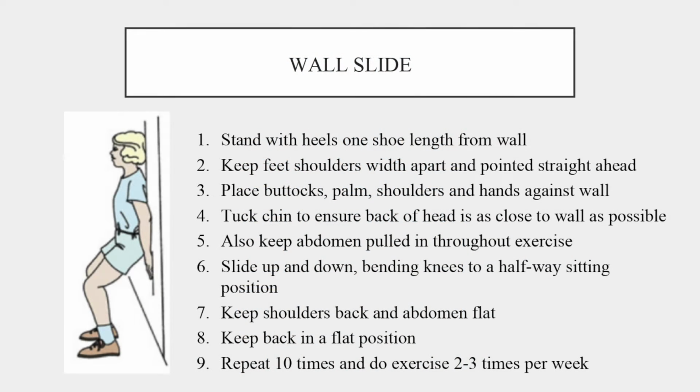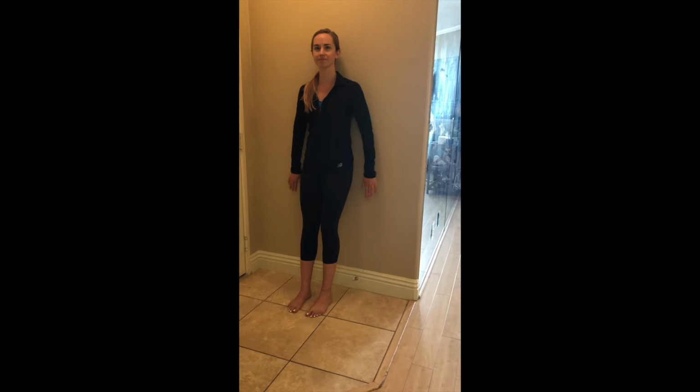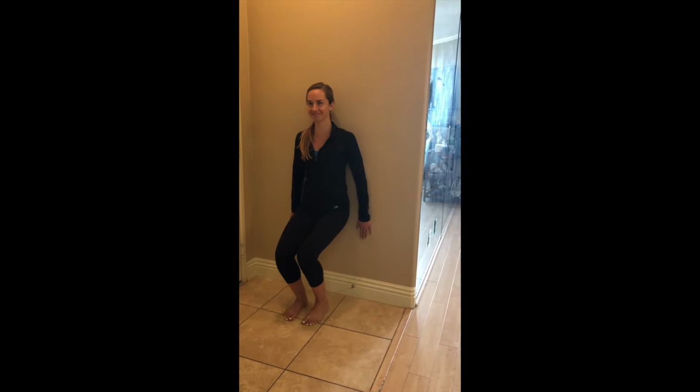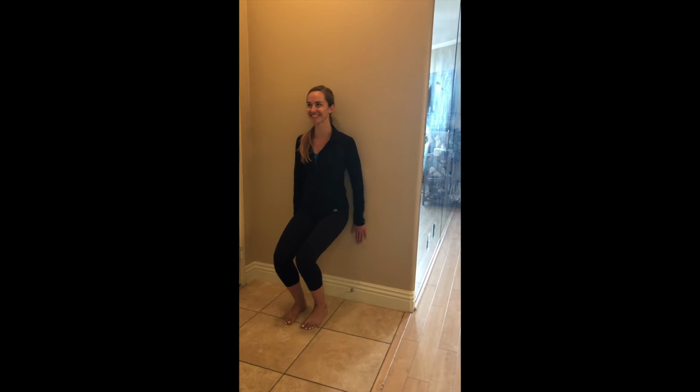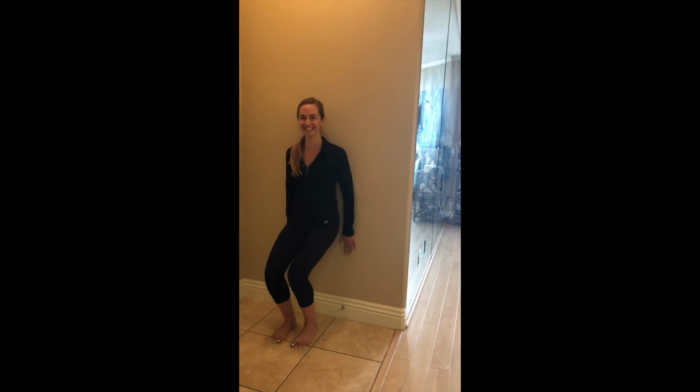Wall slide. Stand with heels 1 shoe length from wall. Keep feet shoulders width apart and pointed straight ahead. Place buttocks, palm, shoulders, and hands against wall. Tuck chin to ensure back of head is as close to wall as possible. Also keep abdomen pulled in throughout exercise. Slide up and down, bending knees to a halfway sitting position. Keep shoulders back and abdomen flat. Keep back in a flat position. Repeat 10 times and do exercise 2 to 3 times per week.